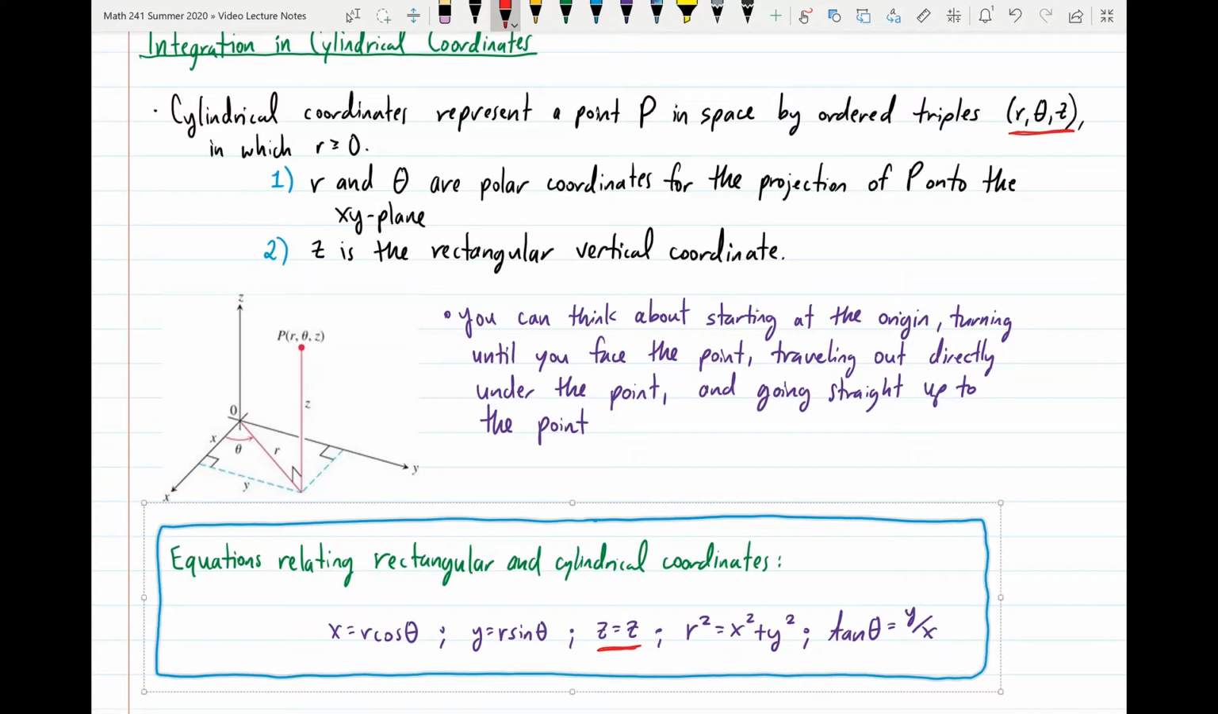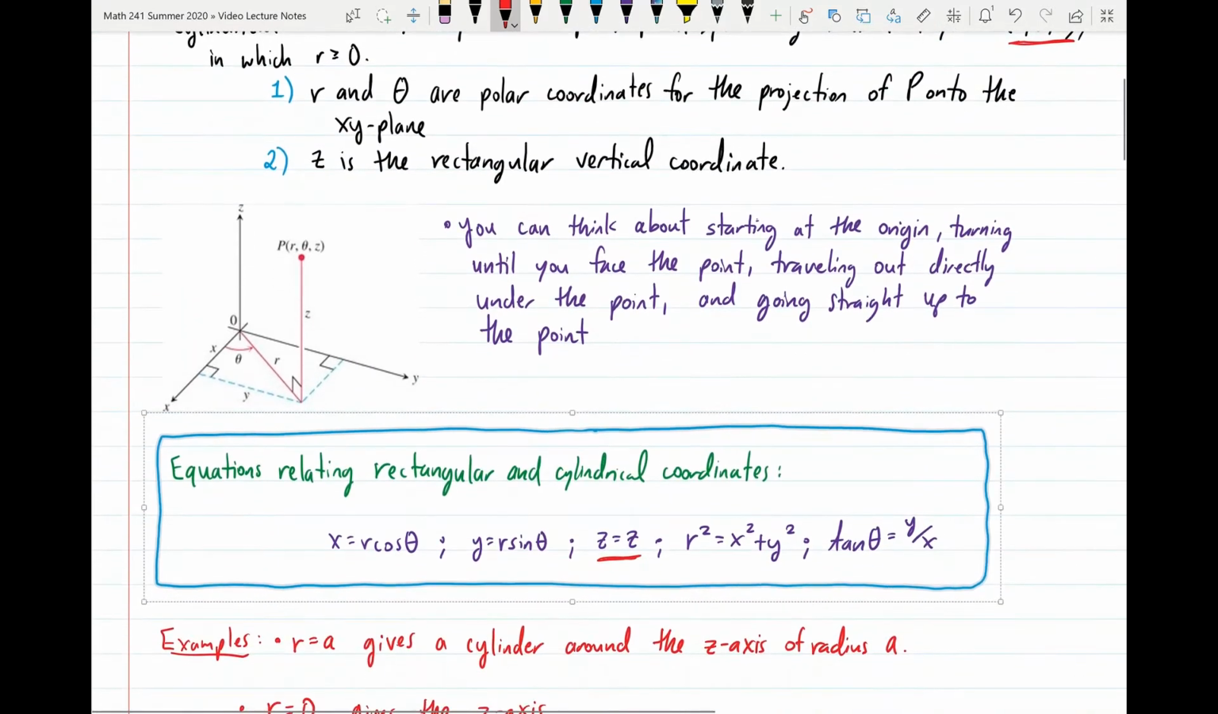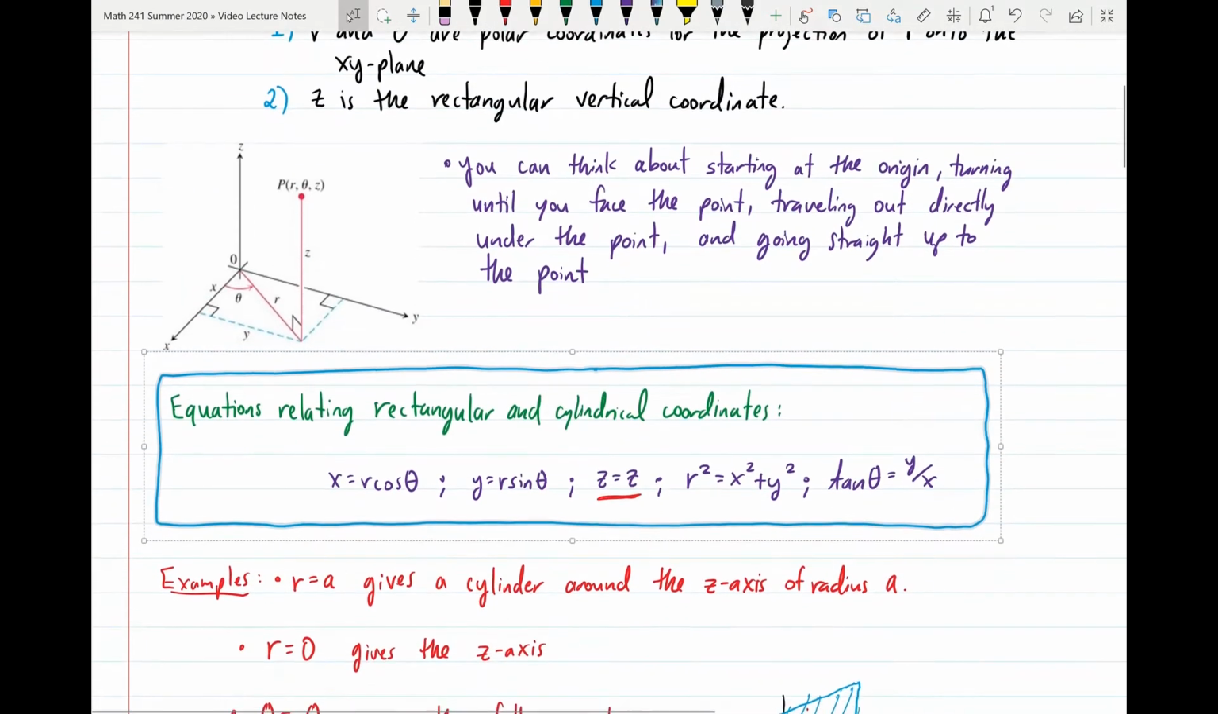You could also think about it as saying, okay, well, the z coordinate is going to determine the plane perpendicular to the z-axis on which my point lies, and then r and theta just give polar coordinates for that point inside of that specific plane that's perpendicular to the z-axis. So either one of those intuitive ways to think about cylindrical coordinates would be fine. You can just choose whichever one makes most sense to you.